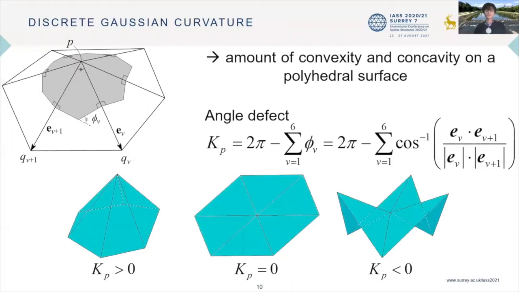Discrete Gaussian curvature is defined for computing the amount of convexity and concavity on a polyhedral surface. It is formulated as an angle defect from a flat shape. This formulation is represented by only intrinsic quantities. We obtain a cone if Kp is larger than 0. If Kp is 0, a flat plane, a cylinder, or a cone is generated. In the last case, a saddle shape is obtained.